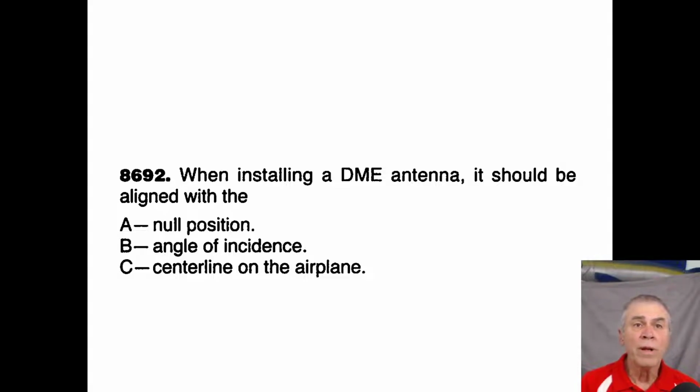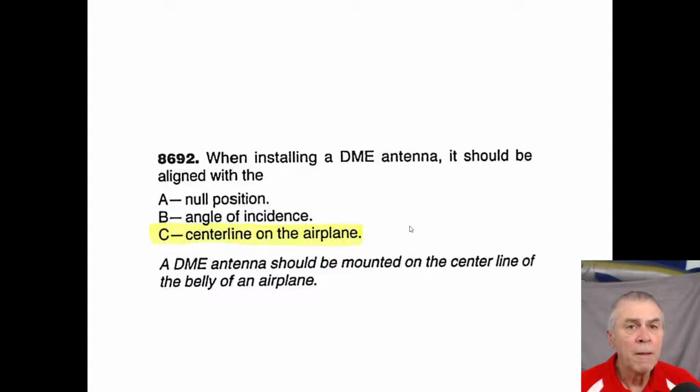Okay, and when installing a DME antenna, it should be aligned with the A, null position, B, angle of incidence, or C, center line of the airplane. At this point, what are you most familiar with? The center line of the airplane. You know that's where it's going to go, on the bottom of the aircraft. So you don't have to worry about the other technical references. Center line of the airplane should be fine. On the belly.